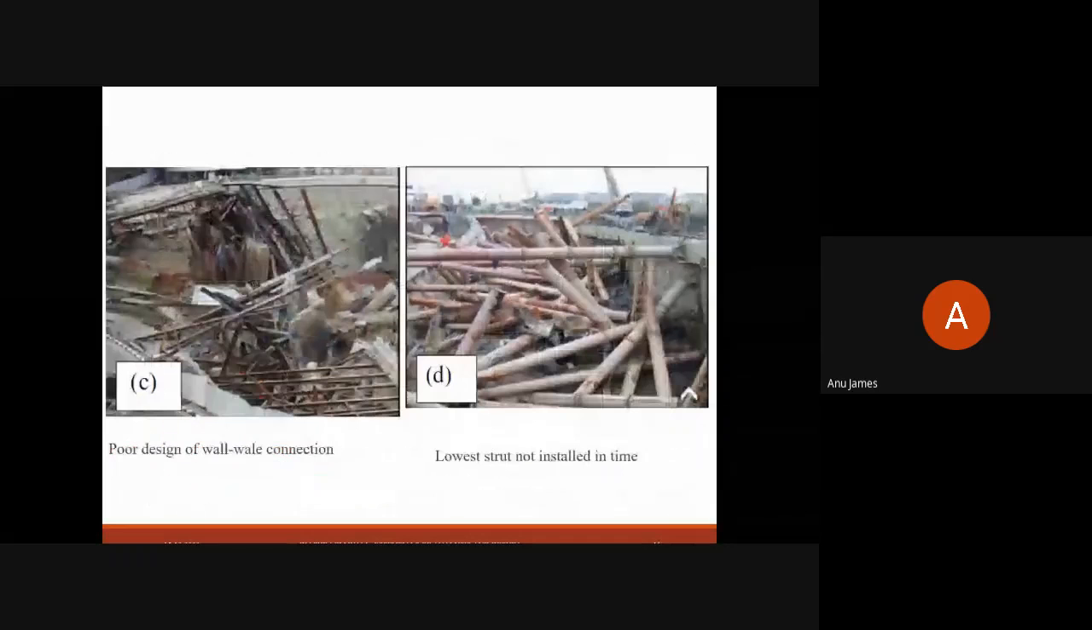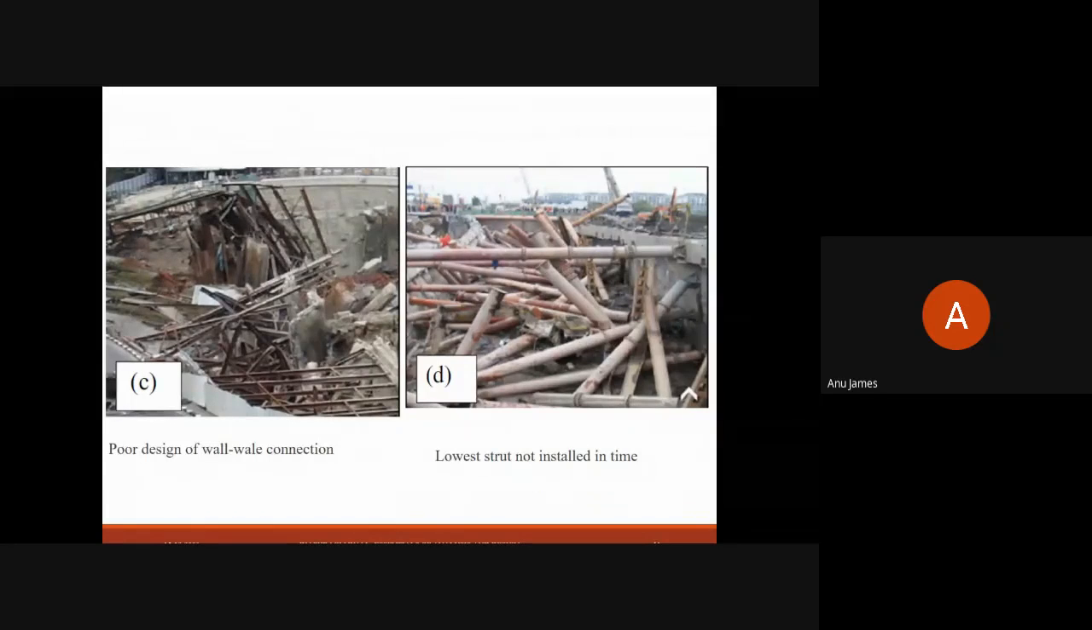Image C shows the failure of an excavation system due to the poor design of the wall, strut, and wale connection. The connection between the supporting elements was not proper, so it could not carry the lateral loads efficiently, resulting in the failure of the system.